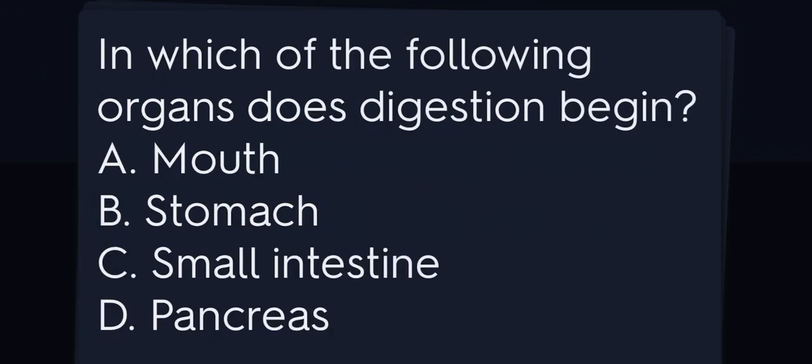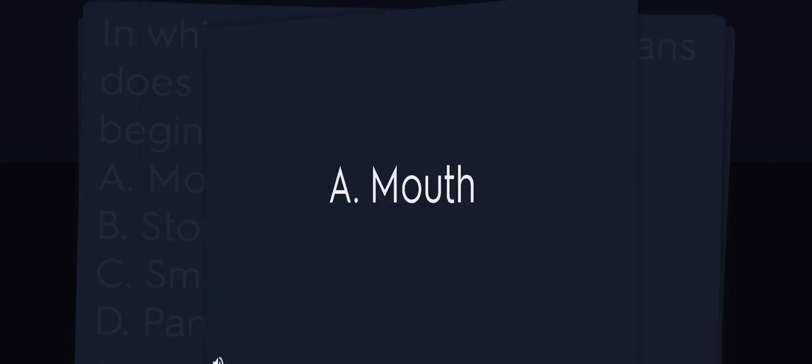In which of the following organs does digestion begin? A. Mouth. B. Stomach. C. Small intestine. D. Pancreas. A. Mouth.